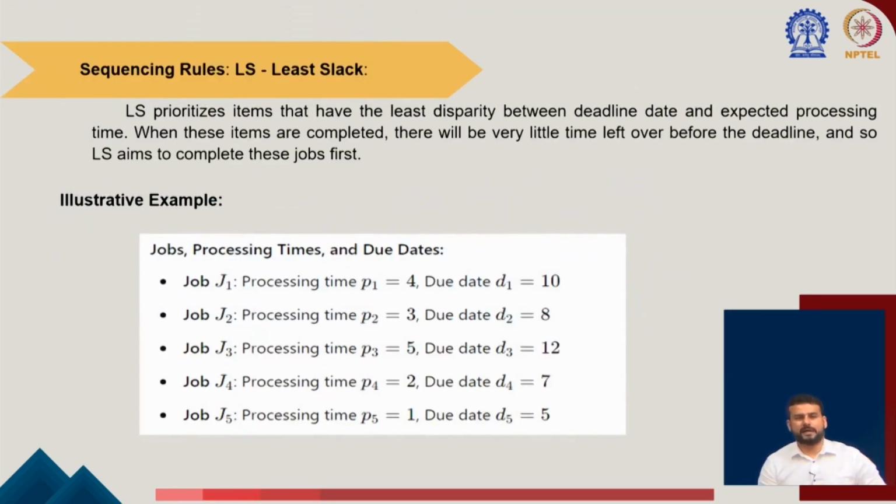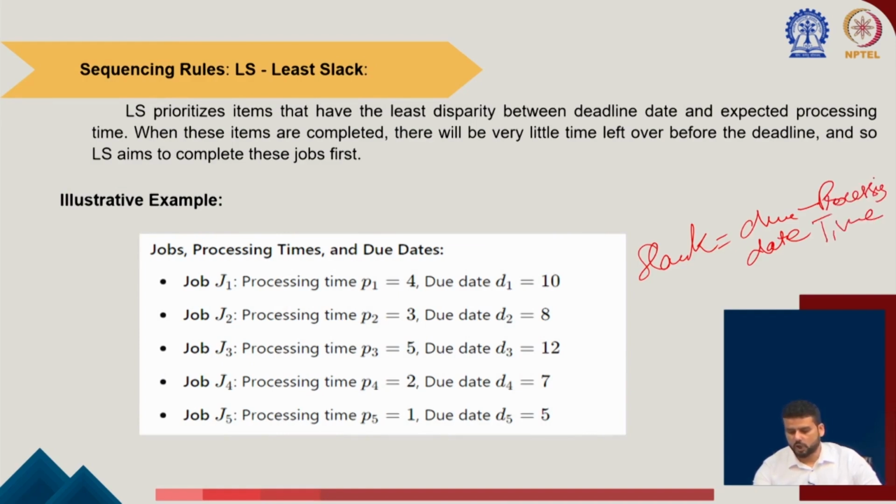The next algorithm is least slack. So, how can you find out the slack? Slack is the difference between the due date minus the processing time. So the job which has the minimum slack time you will process first, right.